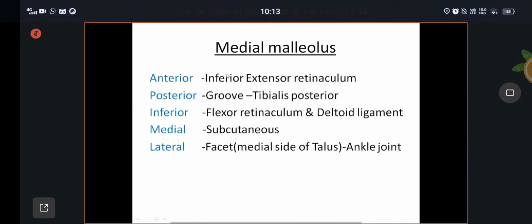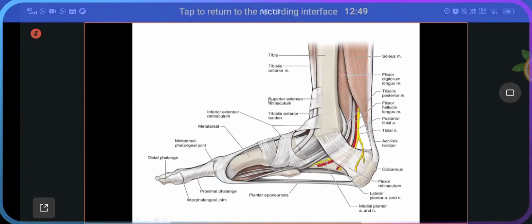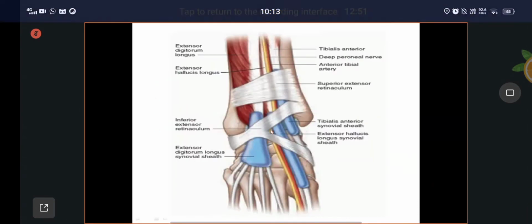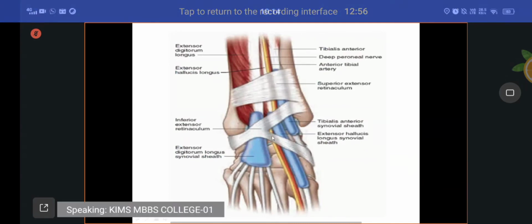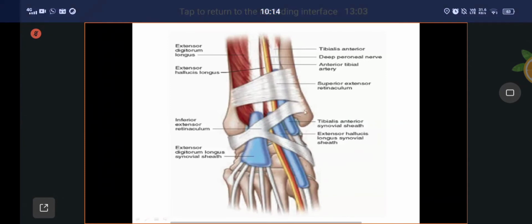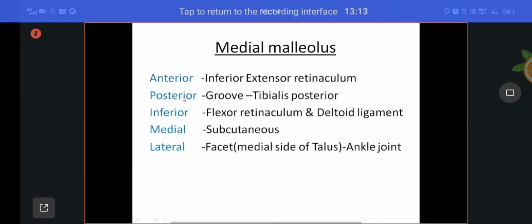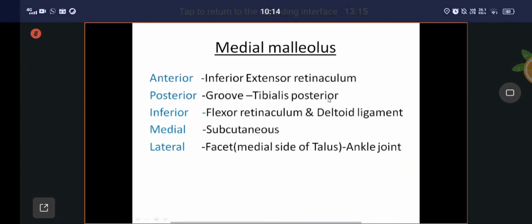Coming to the medial malleolus, this is very, very important. 3 mark short notes. Anteriorly, you will have the attachment of the inferior extensor retinaculum. It is Y-shaped, the upper band. In this picture, I will show you. This is inferior extensor retinaculum, superior extensor retinaculum. Inferior extensor retinaculum medially divides into a Y-shaped band. The upper limb is attached to the anterior aspect of the medial malleolus. This Y-shaped structure is the inferior extensor retinaculum.